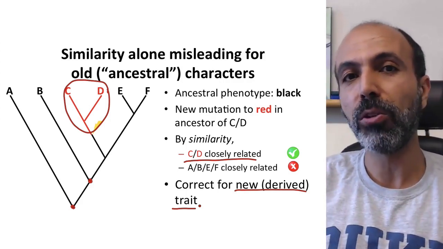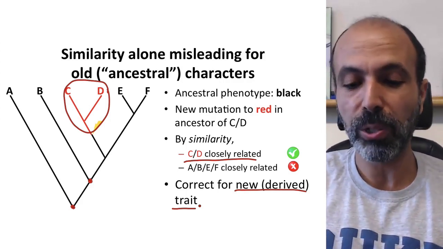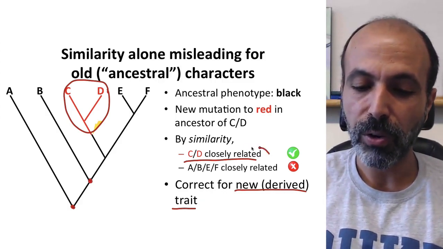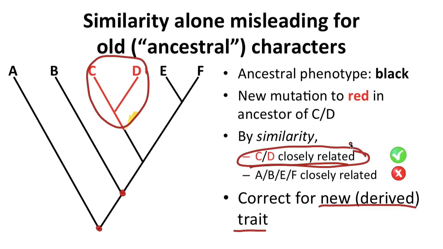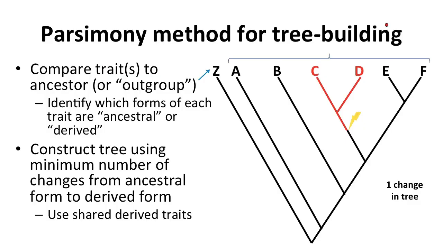Now, how can we leverage this to actually study evolutionary relationships? The fact this only works for the derived traits and identifying which are most closely related. So this leads to what's referred to as the parsimony method for tree building. Basically, what we're going to do is we're going to compare the traits to what we believe the ancestor would have had in terms of the trait.